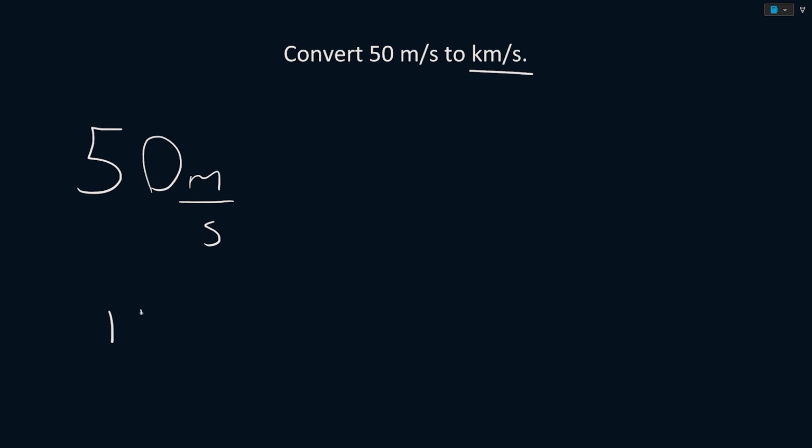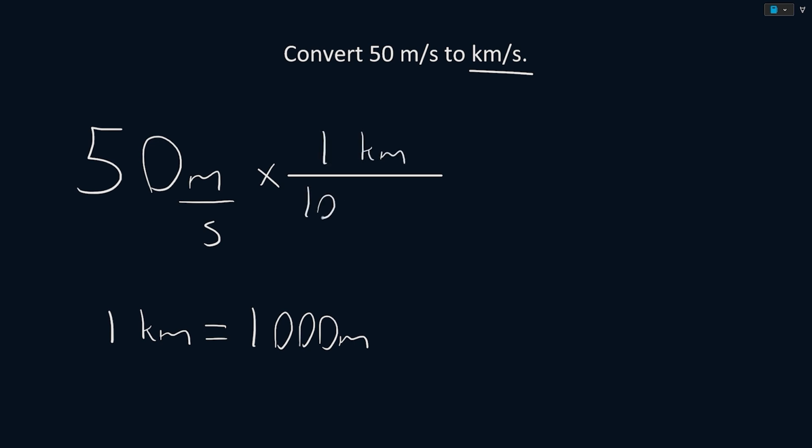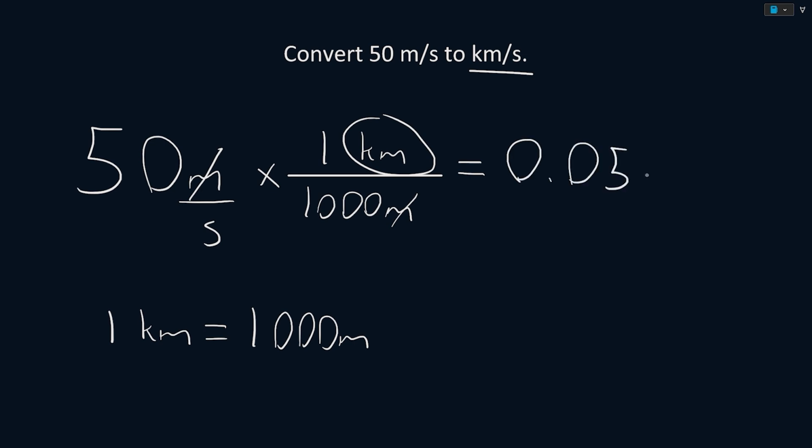We know that 1 kilometer is equivalent to 1,000 meters. So to convert meters to kilometers, we need to multiply through our conversion factor of 1 kilometer is equal to 1,000 meters. Multiplying through this, we see that the meters cancel and leave us with kilometers. So solving this, we get that 50 meters per second is equivalent to 0.05 kilometers per second.